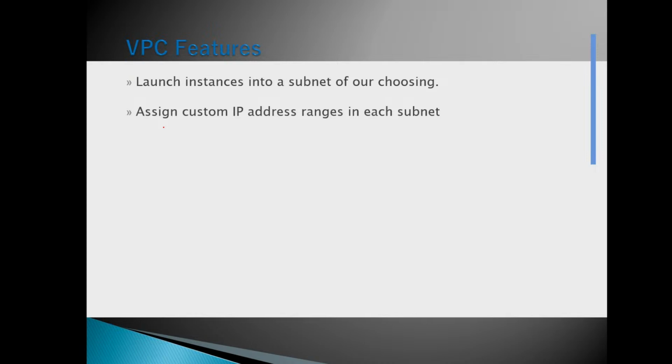Assign custom IP range in each subnet. So you can create a custom IP and assign it to your subnet. Configure the route table between the subnets. So how your network, your signal will travel along the network, you can control that.